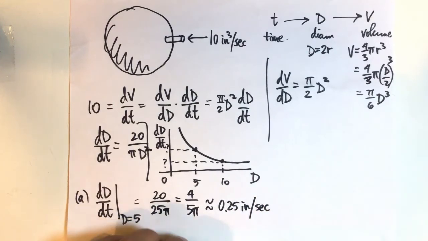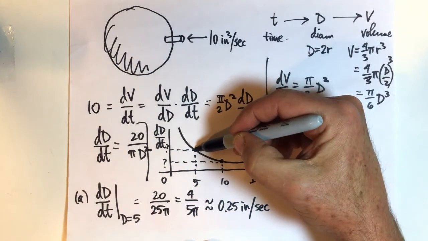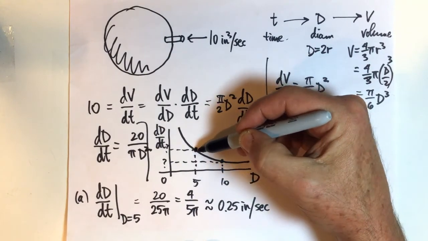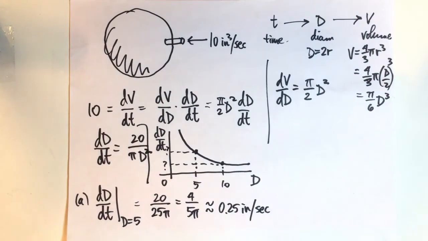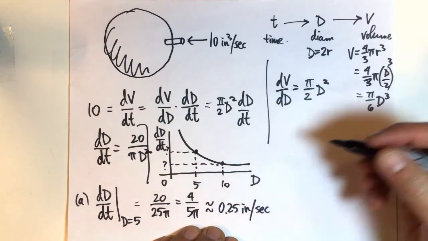Notice the units here. Rate of change of diameter with respect to time take the units of diameter, which is inches here, divide by the units of time, and that's seconds. So you get an answer in inches per second. So that says at this point during the expansion of the balloon, when the balloon is 5 inches in diameter, it's increasing at about 1/4 of an inch per second. That's the instantaneous rate of change.